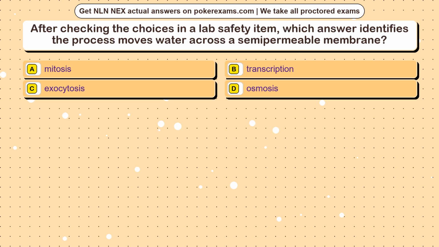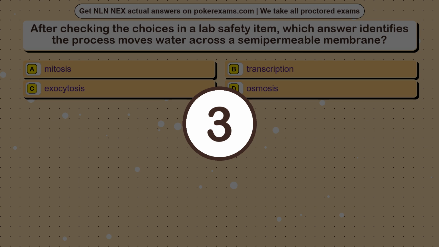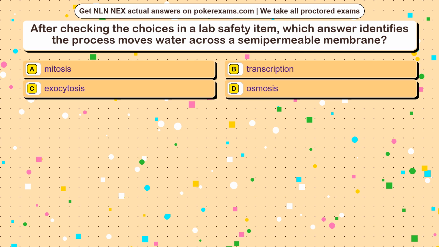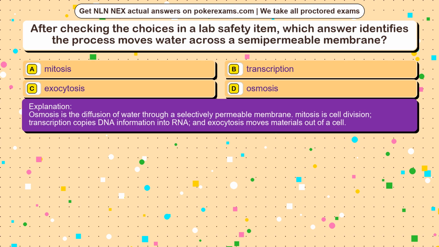Question 3. After checking the choices in a lab safety item, which answer identifies the process that moves water across a semi-permeable membrane? Option A, mitosis. Option B, transcription. Option C, exocytosis. Option D, osmosis. The correct answer is option D. Osmosis is the diffusion of water through a selectively permeable membrane. Mitosis is cell division, transcription copies DNA information into RNA, and exocytosis moves materials out of a cell.